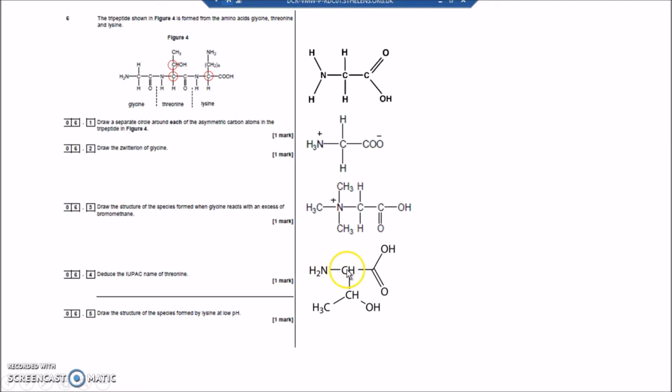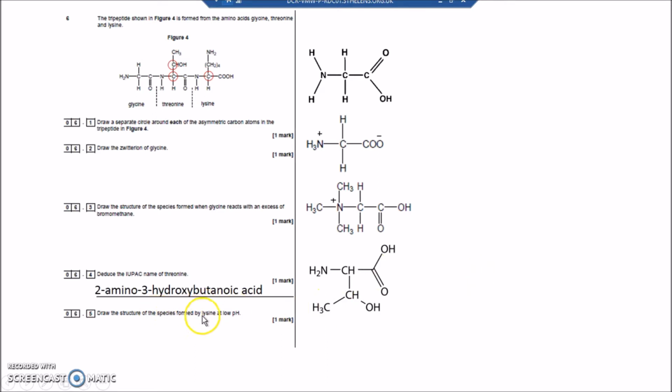So you've got 2-amino, 1, 2, 3, 3-hydroxy. You've got to name them as an amino group and a hydroxy group because you've already used up the carboxylic acid ending. So you've got butanoic acid. So you've got 2-amino-3-hydroxybutanoic acid.